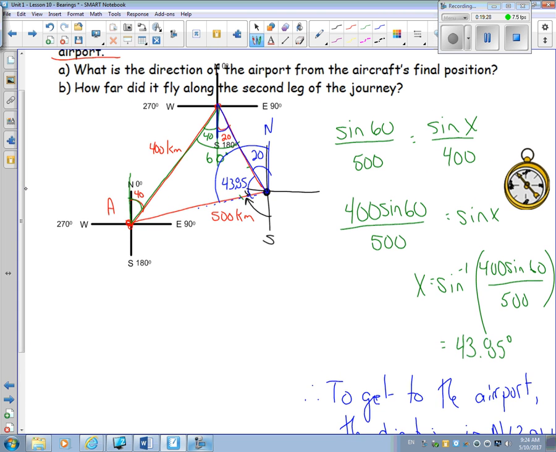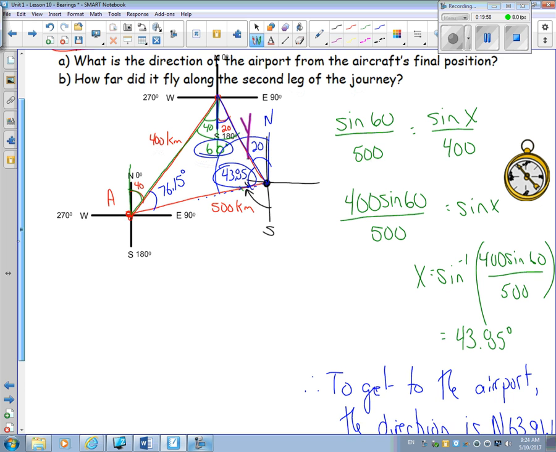Okay, last part. How far did it fly along the second leg of the journey? So I got a big messy diagram here. Second leg of the journey would be, let's put it in here, we'll call it letter Y. That's my second leg of the journey. Well, I know the angles in my triangle now, right? I've got two of them already labeled, the 60, the 43.85, which means I can figure out the third one. 180 minus will leave me 76.15.